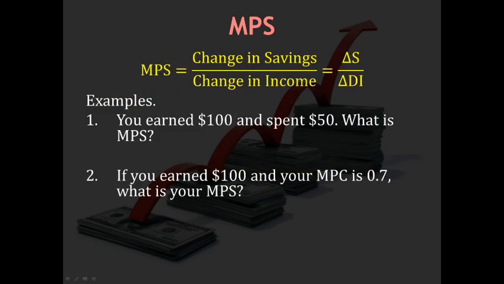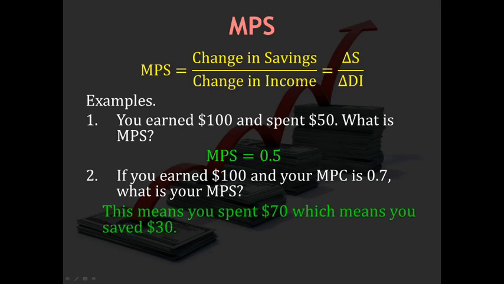So here's some more examples. You earn $100 and you spend 50. What is your MPS? Well, if you spend 50, that means you save 50. So MPS is 0.5. If you earned $100 and your MPC is 0.7, what's your MPS? Well, if your MPC is 0.7, that means you spent 70 out of your $100, which means you saved 30, which means your MPS is equal to 0.3.